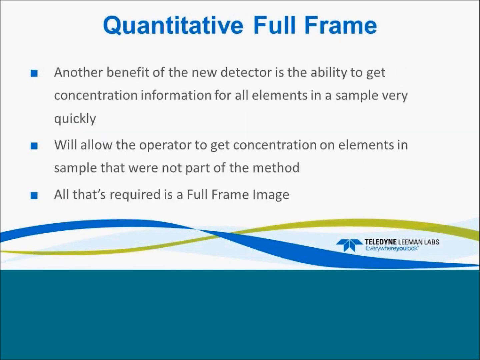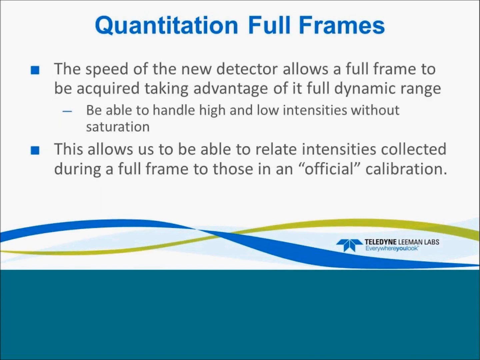One of the benefits of the CMOS device is that it is fast enough and that we can read it in such ways that it's possible to get concentration information from all the elements in a sample very, very quickly. So you can get concentrations on elements that aren't in the method. And this was one of the great promises that charge transfer devices had. To be able to do this, what we have to do is take a full frame image, right? The speed of this detector allows a full frame to be acquired, but still taking advantage of its full dynamic range.